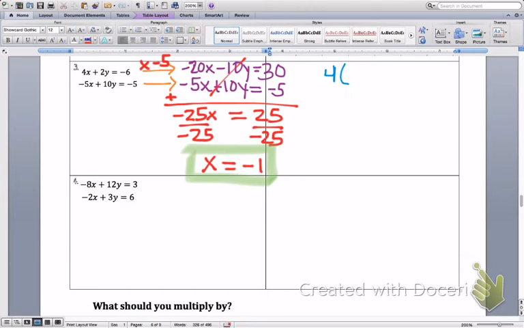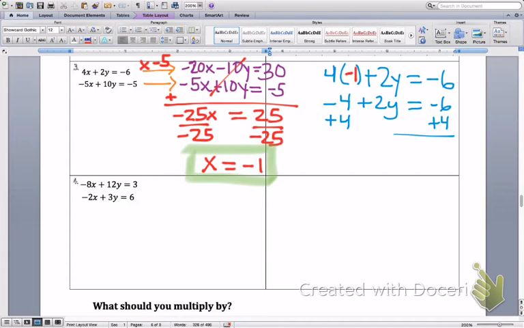And I'm going to substitute the x in there, plus 2y equals negative 6. And I'm going to plug in the negative 1. Again, same old as before. We're just going to go ahead and solve this. Multiply, add the 4 over, drop the 2y, cancel, and divide both sides by 2. And y is equal to negative 1. So my y is equal to negative 1.